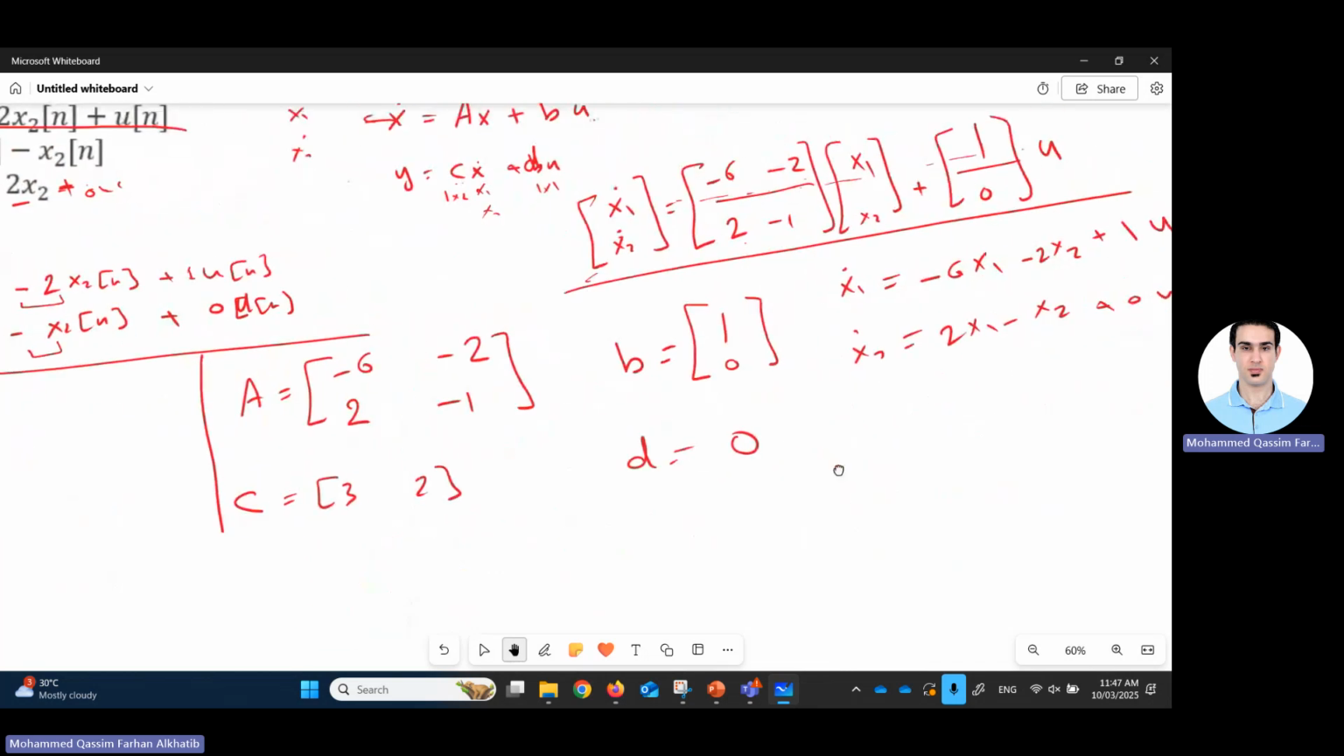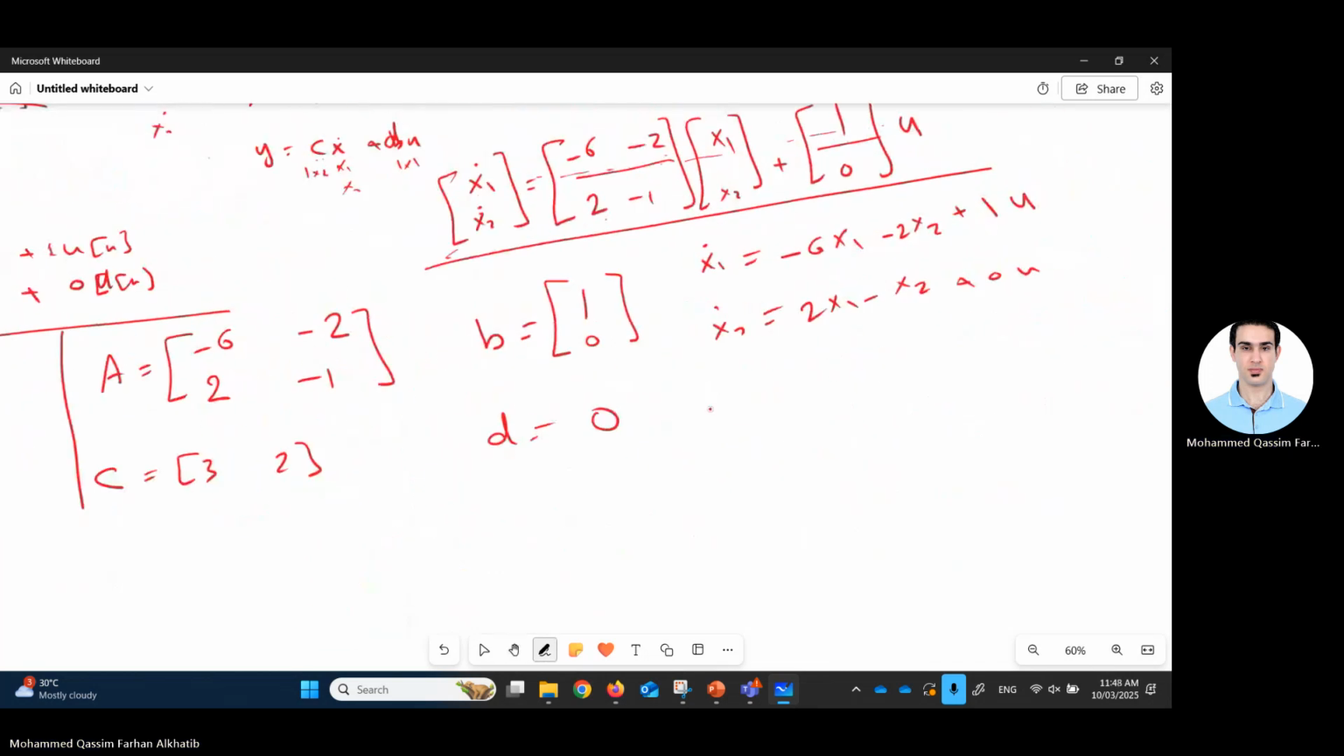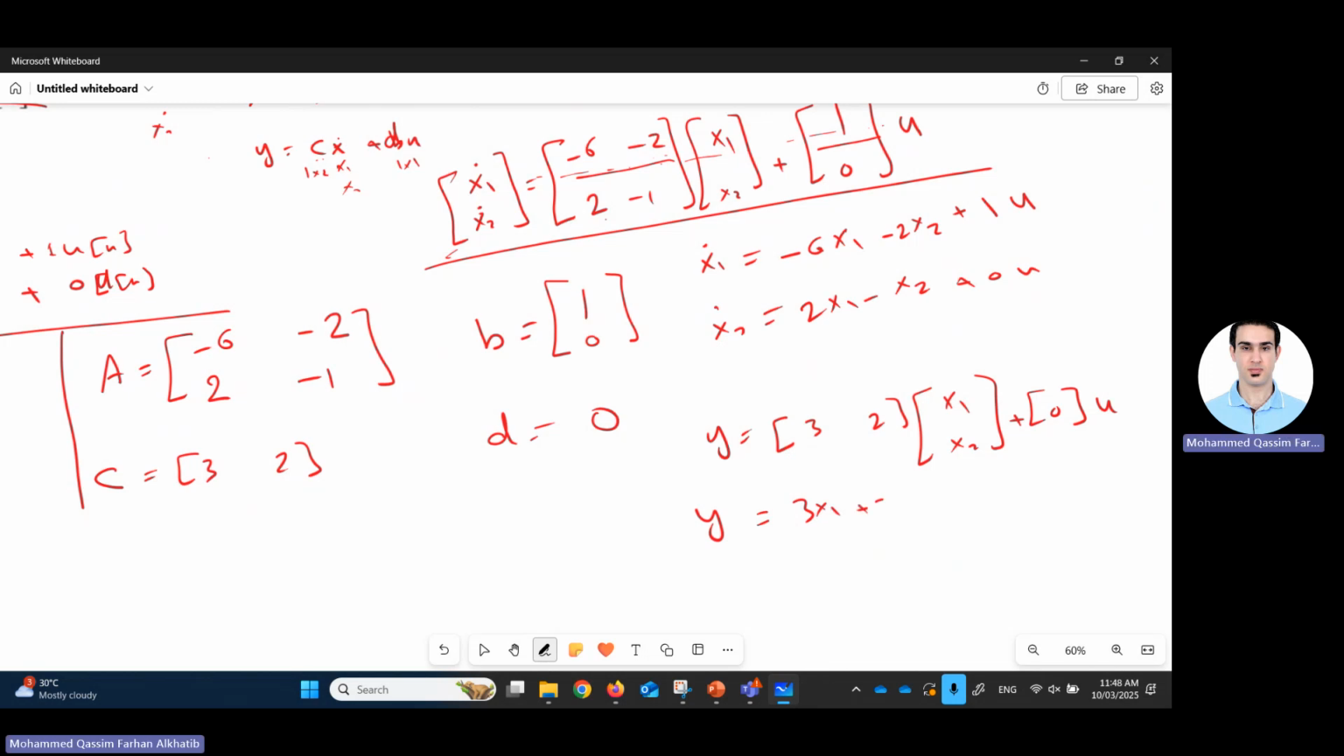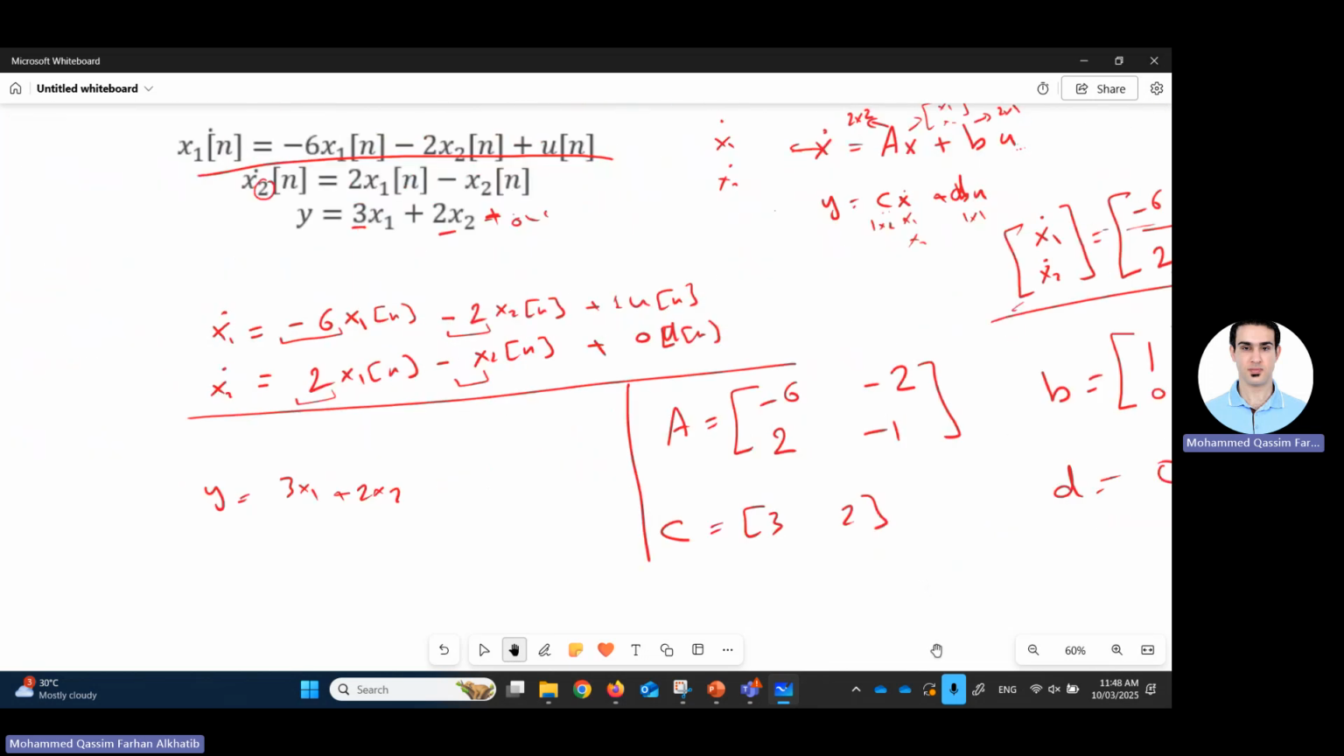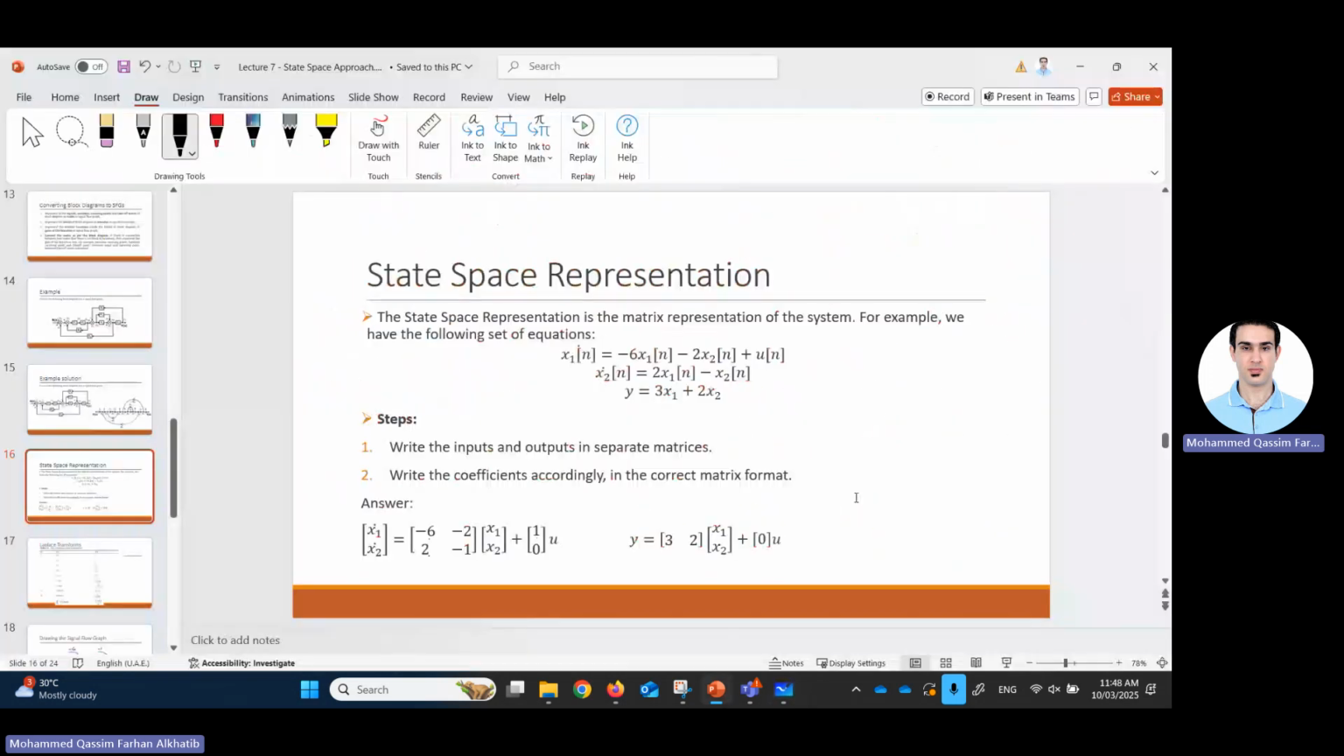For y is pretty straightforward. Y will equal, I have 3, 2, x1, x2 plus u. So distribute, y will equal 3x1 plus 2x2 plus 0u. And that is what was provided before. All right.